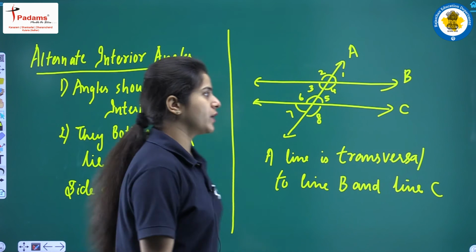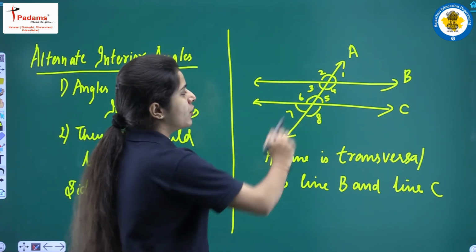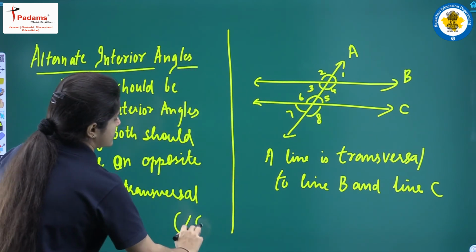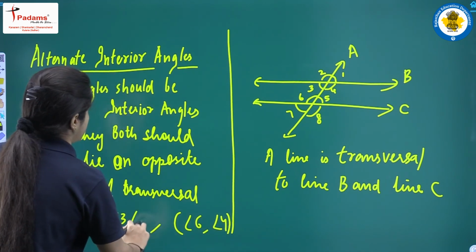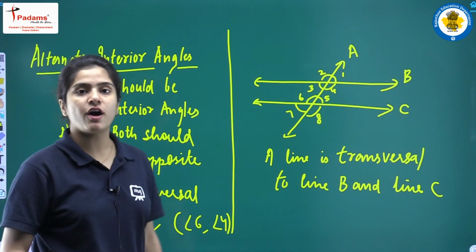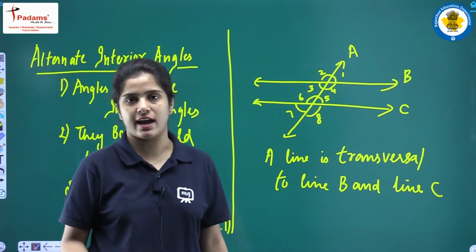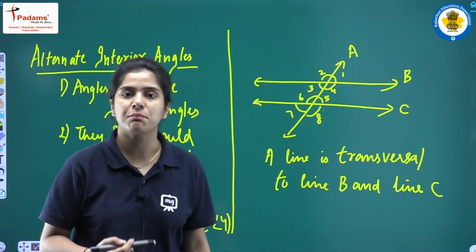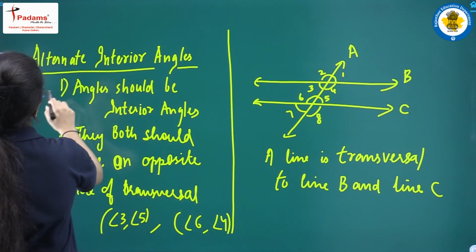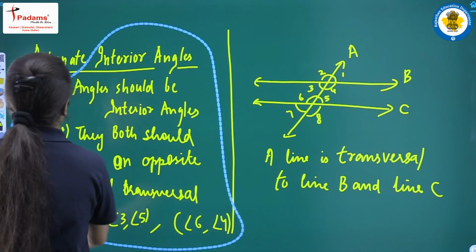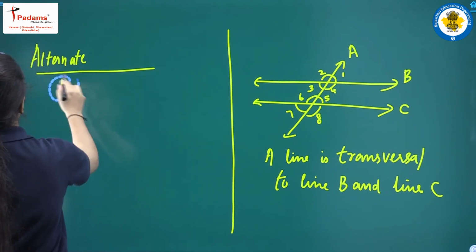Okay students, for example in this picture 3 and 5, and 6 and 4, 6 and 4, and 3 and 5, these two angles are the pair of alternate interior angles students. Okay, these two are the pairs of alternate interior angles students. Now students will be talking about alternate exterior angles.